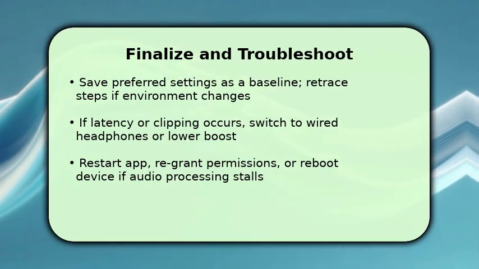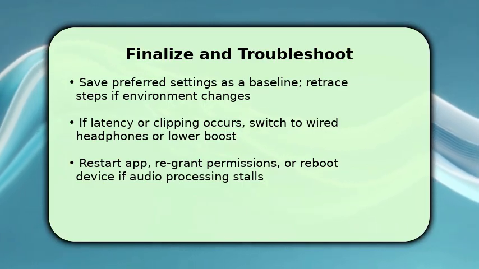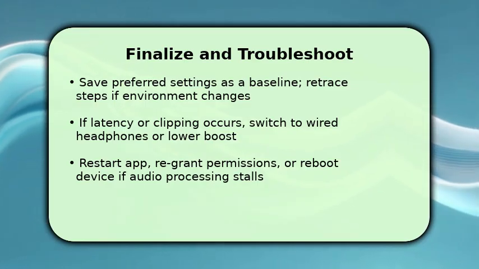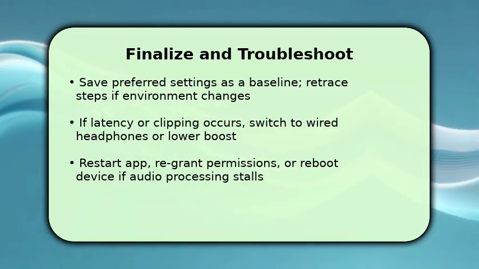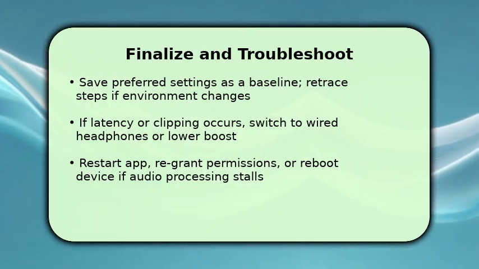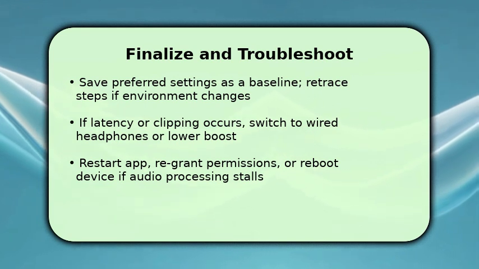If you notice latency, drop Bluetooth and use wired headphones. If you hear clipping or distortion, reduce the boost or speech enhancement slightly. If the app stops processing or permissions seem broken, restart Sound Amplifier, re-grant microphone and accessibility access, or reboot your device. This single troubleshooting tip, switch to wired headphones, fixes most.